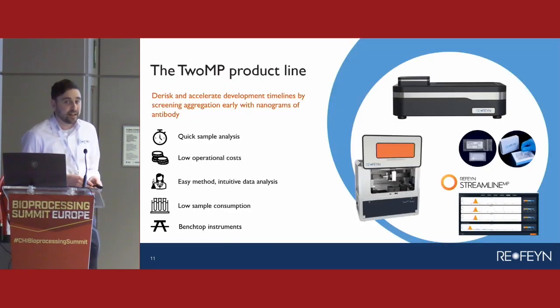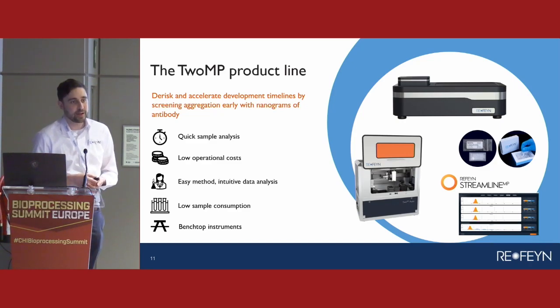So all of this data was recorded on the 2MP, which is our flagship mass photometer that we make at Refine. This will do all different types of biomolecules, antibodies, other types of protein, but also nucleic acids as well, if you are able to polylysine your glass surface. We also have an automated version of this product, which is fully upgradable from the manual system. That will do 24 measurements in an automated fashion from a 96-well plate.